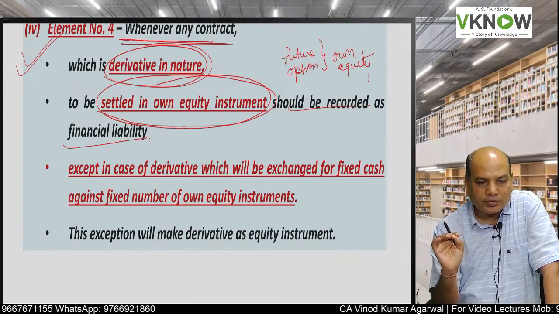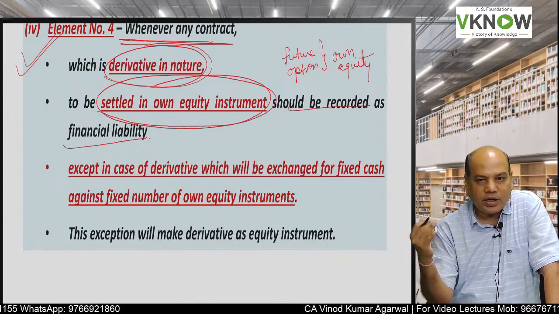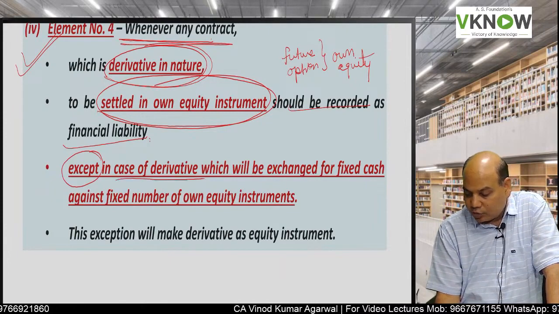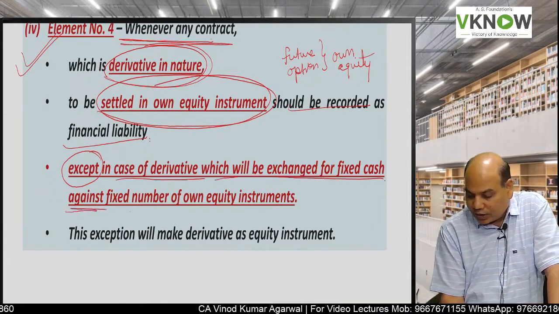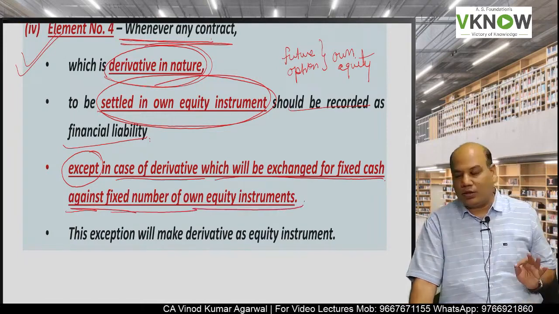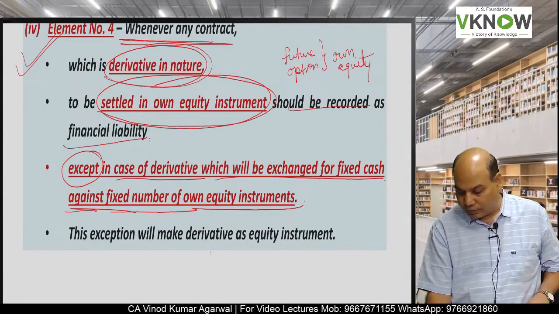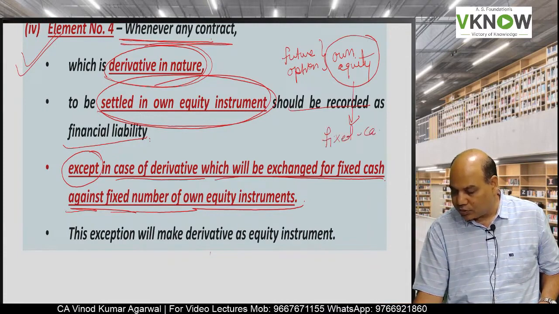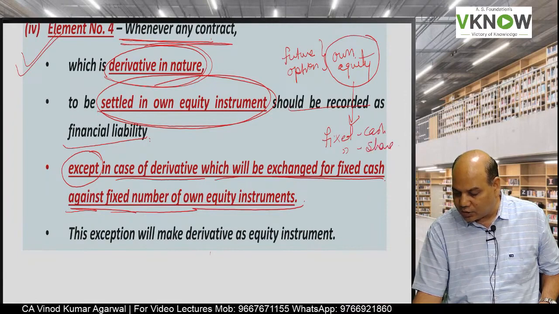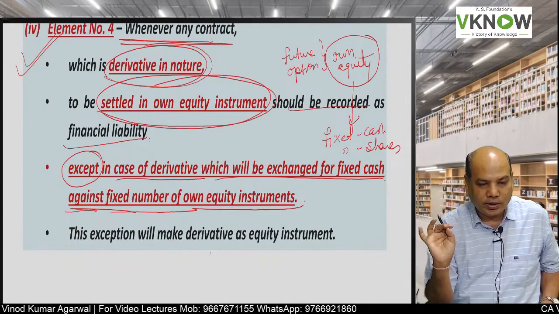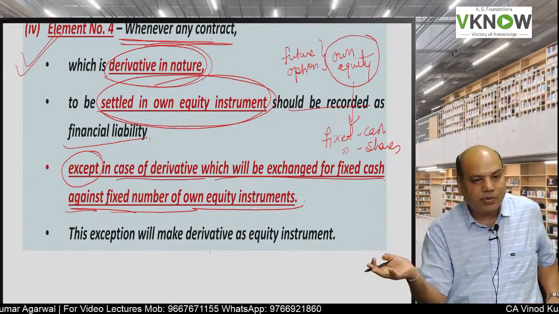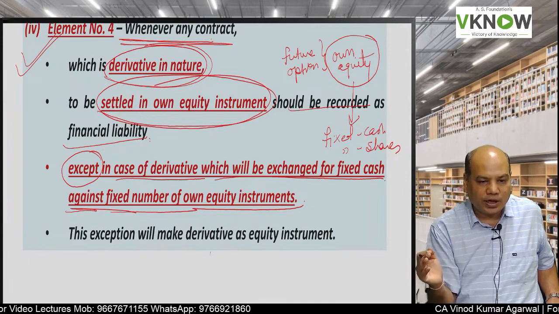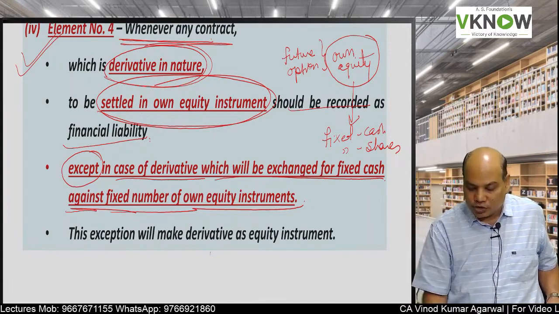So a derivative contract like an option or future which will be settled in the form of own equity instruments will be treated as a financial liability, except in the case of those derivatives which will be exchanged for a fixed amount of cash against a fixed number of own equity instruments. Very, very important. But if there is a fixed amount of cash and a variable number of equity shares, or a fixed number of shares against a variable amount of cash, then that will be treated as a financial liability.